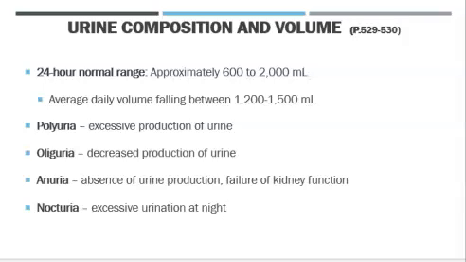Next is oliguria, and this would be a decreased production of urine, so it would be less than 600 milliliters per day. Next is anuria. This would be an absence of urine production and could indicate failure of kidney function. Nocturia is the last one, and this is an excess urination at night, so if you have to get up and go a lot and pee during the night.